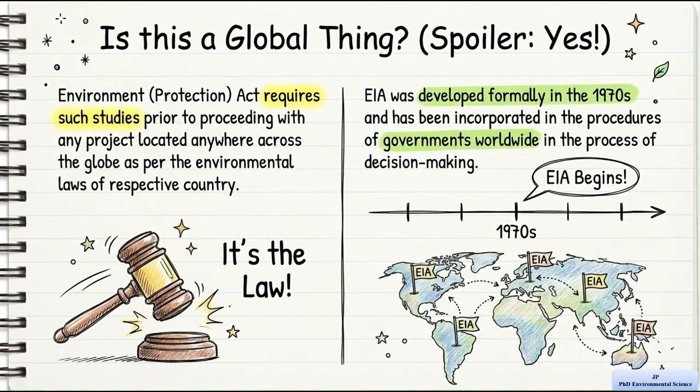When did EIA start? It's not very old, it started around the 1970s and then spread worldwide. Now governments all over the world use EIA in decision making. Before approving projects, governments check environmental impacts. For example, whether it is in India, US, Europe, Australia, all use EIA in some form. You can see the map shows different countries using EIA, means EIA is a global practice not limited to one place.